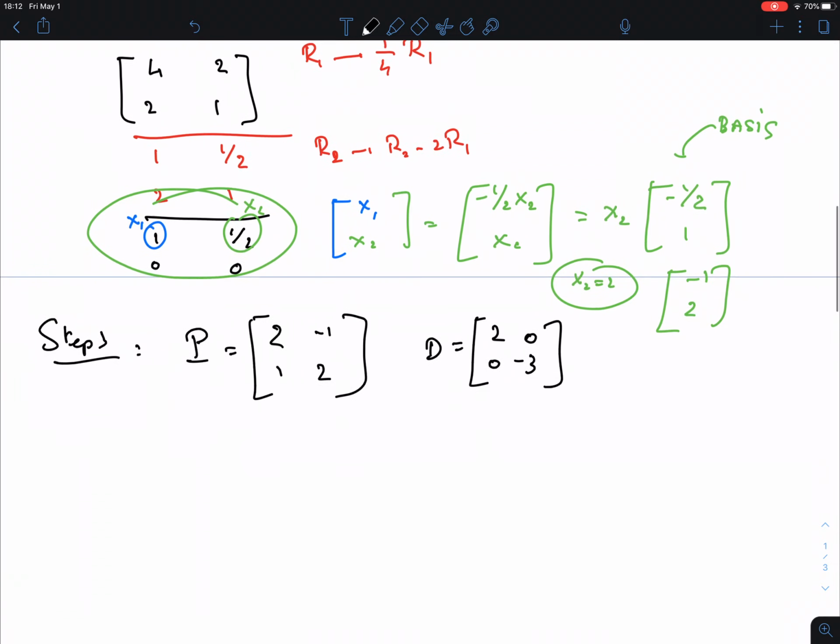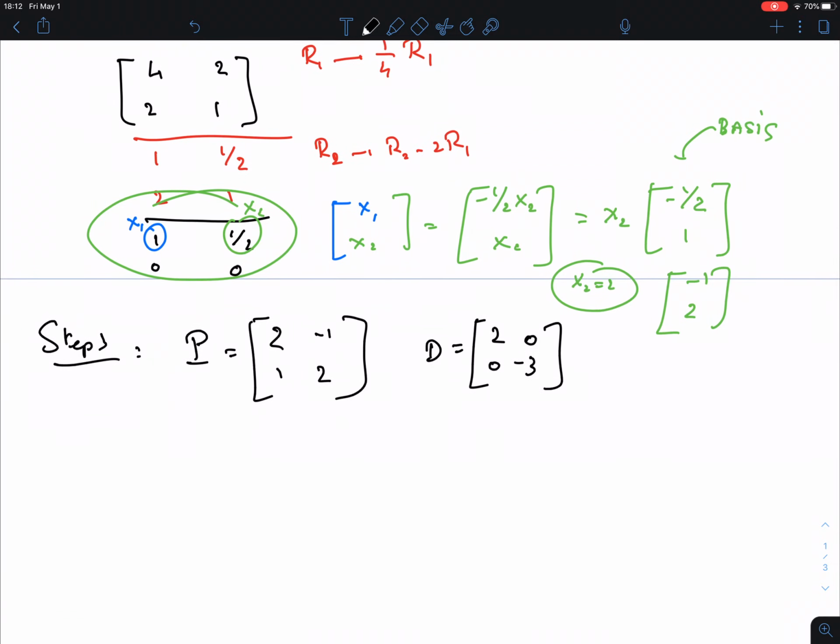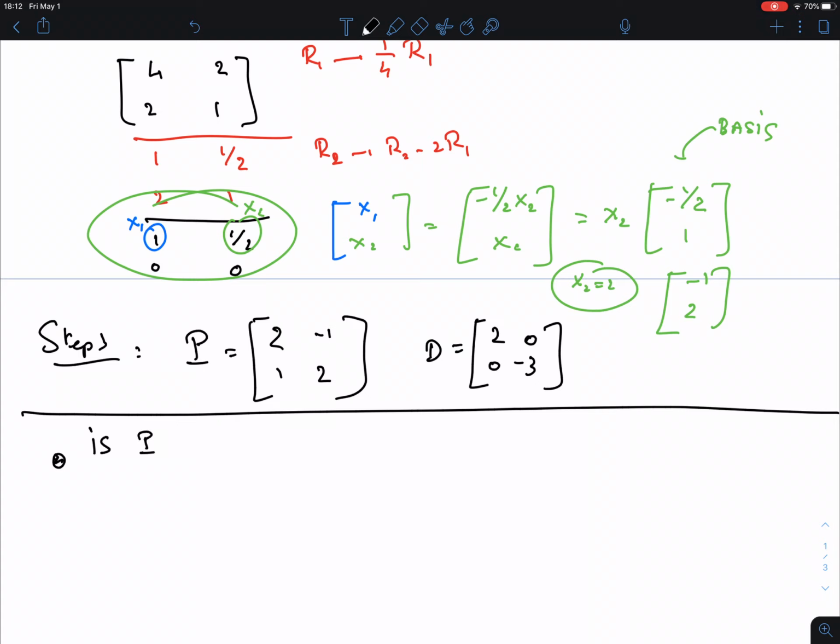Now, is this an orthogonal matrix? And the answer is no. And why is it not an orthogonal matrix? So, remind you, orthogonal matrix. This is the end of the story, except that we normally also have to find the inverse of P, but I'm not going to do that. So, is P orthogonal? Let's start with that. No. And why not?